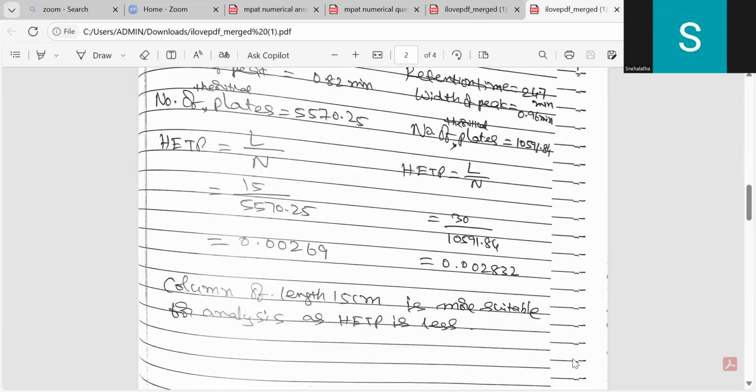So the column of length 15 centimeter is more suitable for analysis because HETP is less for the first column. So it is more suitable for analysis. The answer is the first column is more suitable for analysis, or the column having length 15 centimeter is more suitable for analysis.